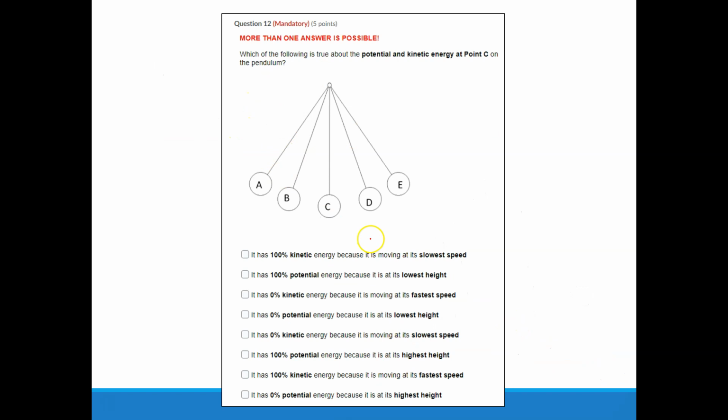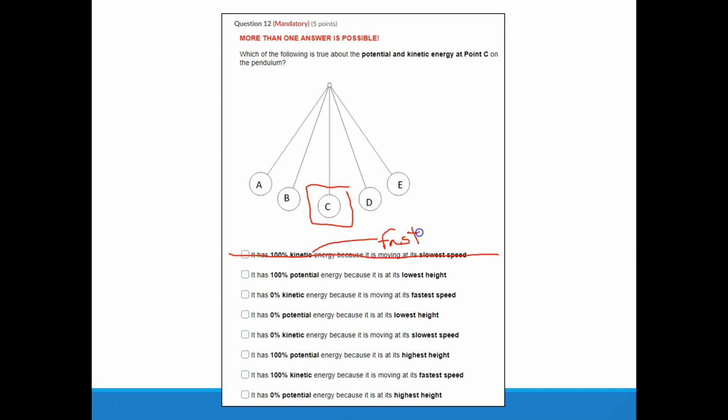at our questions here. Again, we're talking about point C. We want to see what's happening to its speed, what's happening to its height, and therefore what's happening to its kinetic and potential energy. Please note that some of these are just totally false statements in general. For example, it has 100% kinetic energy because it's moving at its slowest speed. This would never be a true statement because remember, kinetic energy is related to fast speeds. So kinetic energy means you have to have fast speeds.